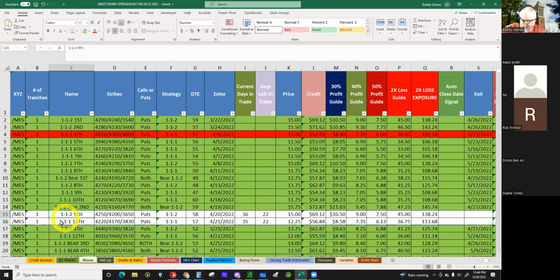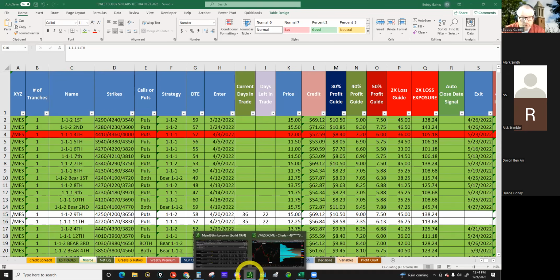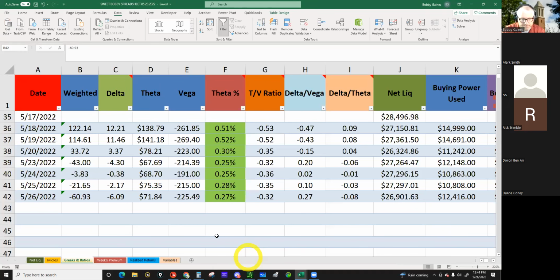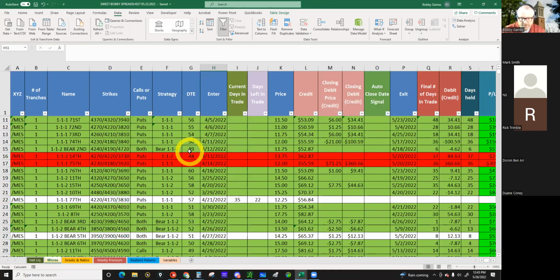All right. Then we've got a 111 11th. Should have a 1-1. Oh, this is the IRA. No wonder, if I get in the right spreadsheet. Oh, no wonder that spreadsheet doesn't work. Hold on. I'm in the wrong one. Make sure I'm in the right one. Here we go. Bob, you losing it, son.